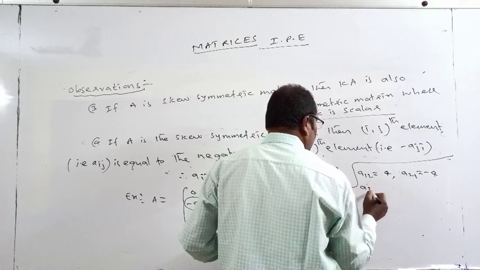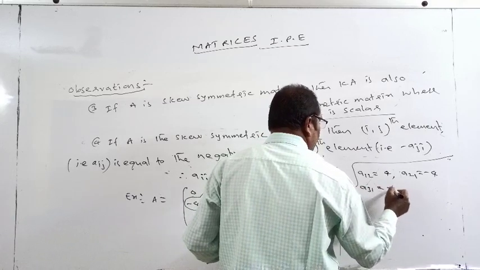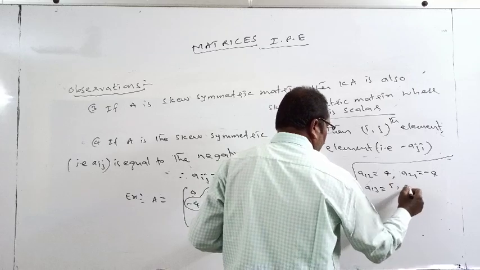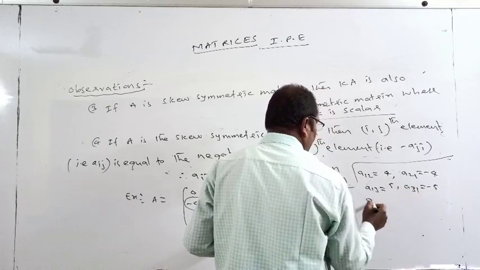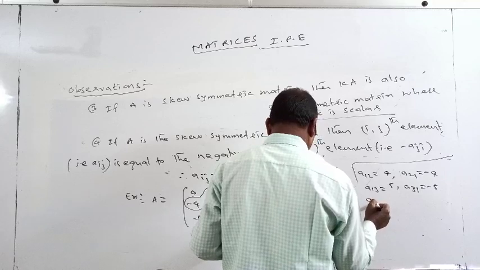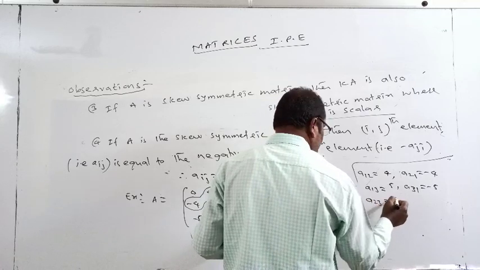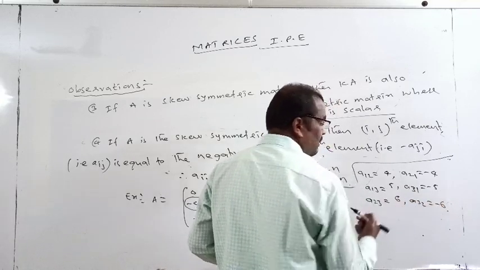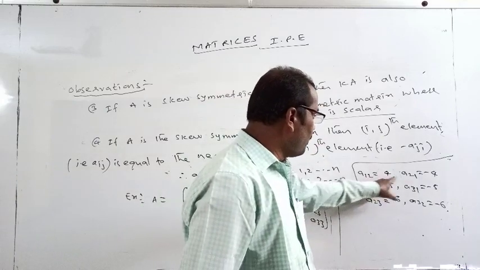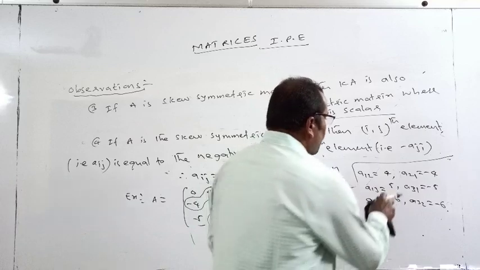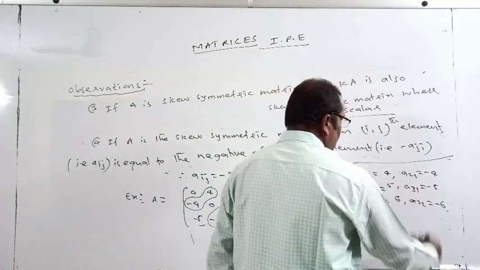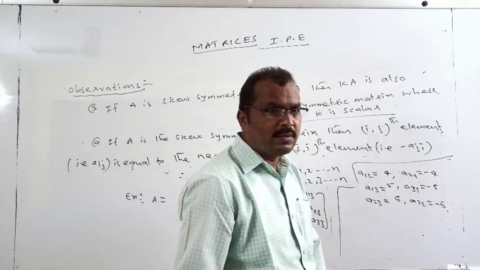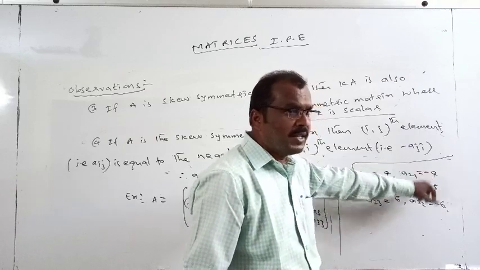A13 is same as 5. A31 is same as minus 5. What is the next one? A23 is same as 6. A32 is same as minus 6. See this one. A12 is 4, A21 is minus 4, A13 is 5, A31 is minus 5. Only they differ by signs. If it is plus, the second one is minus. If the given one is minus, the next one should be plus.